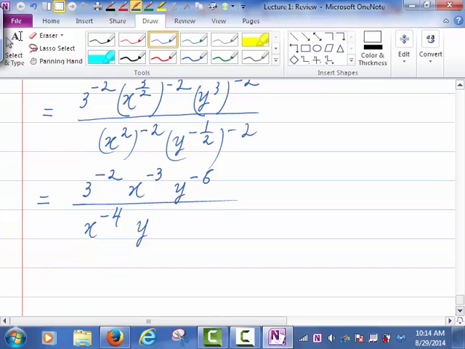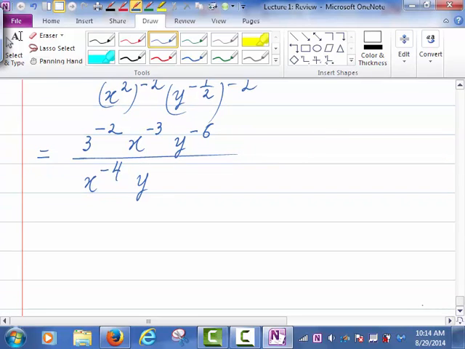Okay, so now what we could do is say that 3 to the negative 2, that's just 1 over 3 squared, right? Which is what? 1/9.